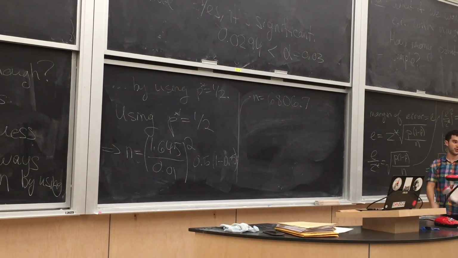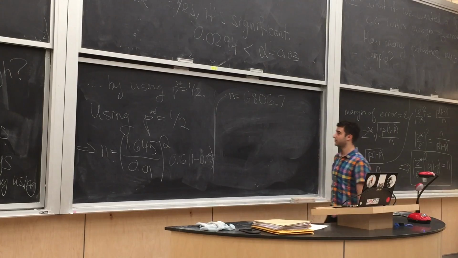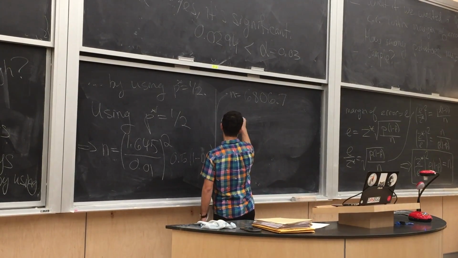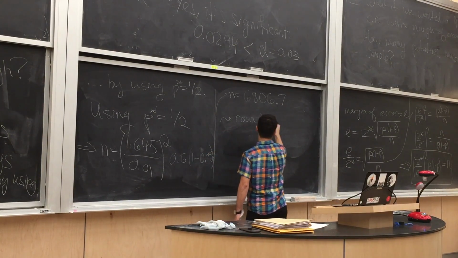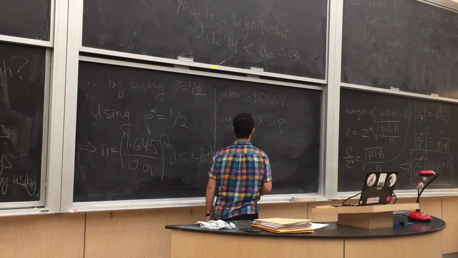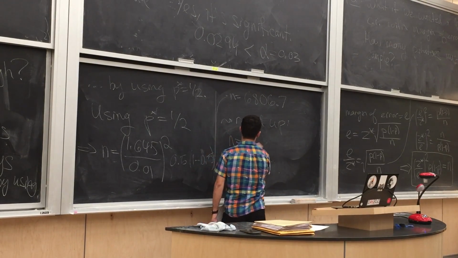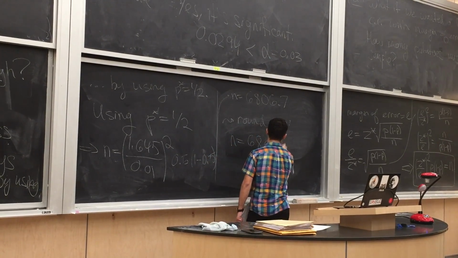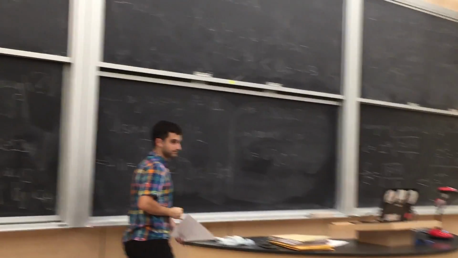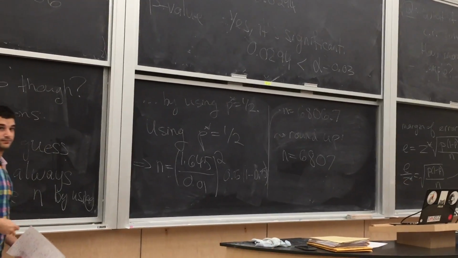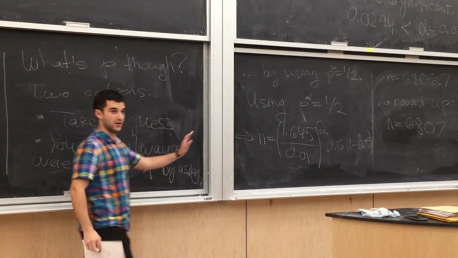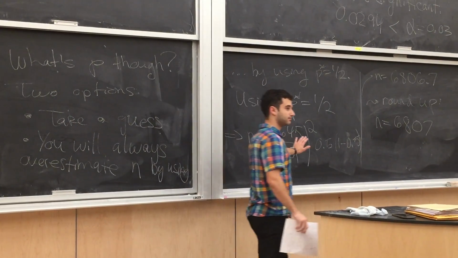Okay, but you can't take 0.7 of a sample, so we just round up. So we always round up our n, and we get n equals 6807. Okay, any questions about how we got this n?